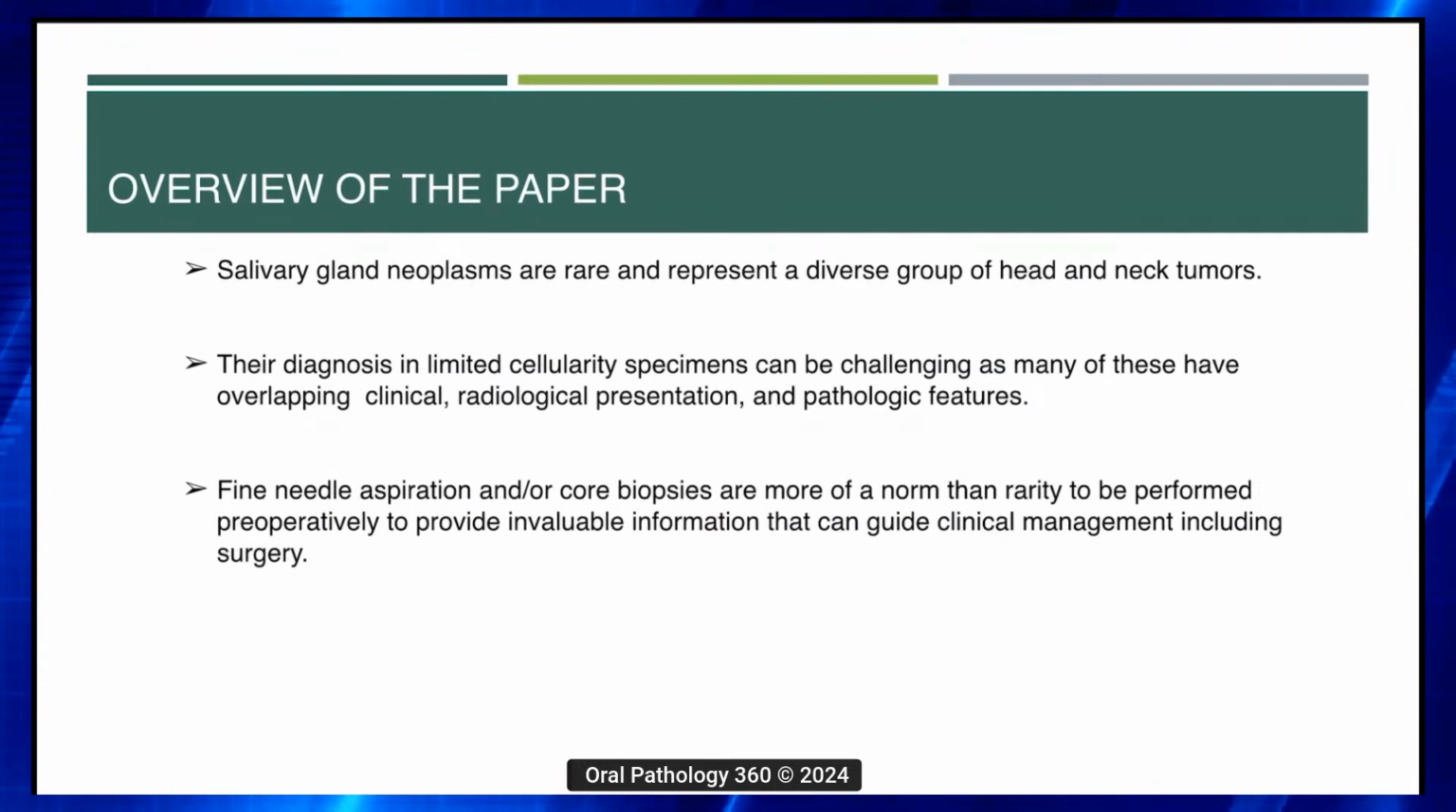Salivary gland neoplasms, which are uncommon but diverse tumors in the head and neck, present diagnostic challenges. Limited cellularity specimens, often with overlapping clinical and imaging features, make their diagnosis tricky. Fine needle aspiration and core biopsies are commonly performed before surgery. These procedures provide crucial information to guide clinical management, including surgery.